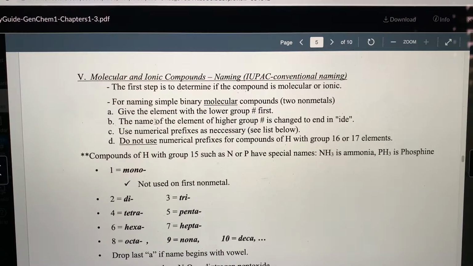The second element we name, and then we make sure we change the ending to -ide. So oxygen becomes oxide, nitrogen becomes nitride, carbon becomes carbide, and so on and so forth. Now, if you have more than one, you need to use a numerical prefix. One is mono, but that's only for the second element. You don't use that for the first element. Other than that, if it's two, you use di, three, you use tri, and so on.